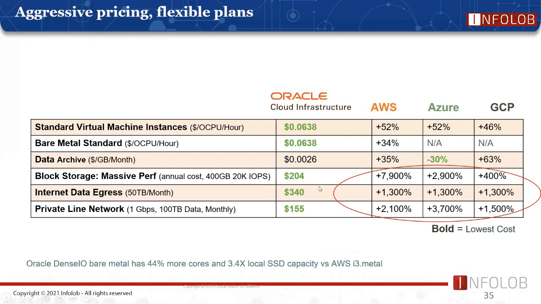But one thing I wanted to stress here is that incoming is always free in any public cloud, but outgoing is costly. This is the important aspect when you talk about internet data egress. For 50 terabytes per month, Oracle costs you this, whereas if you look at the competition, it's humongous. That's why Zoom, the platform we are currently running this presentation on, has reached out to Oracle, for the simple reason of data egress.